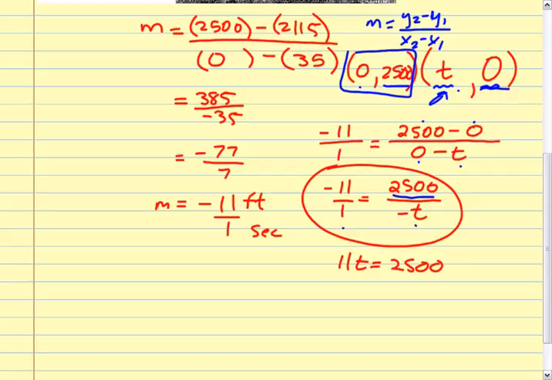Now I've got a fraction that equals a fraction. And because I went to 6th grade, I know that when I have a fraction that equals a fraction, what can I do, Megan, when I have a fraction that equals a fraction? I can cross multiply. So negative t times negative 11 gives me positive 11t. 1 times 2500 gives me 2500. Now I'm going to divide both sides by 11 to find out what t needs to equal.